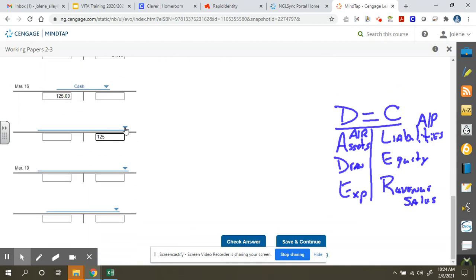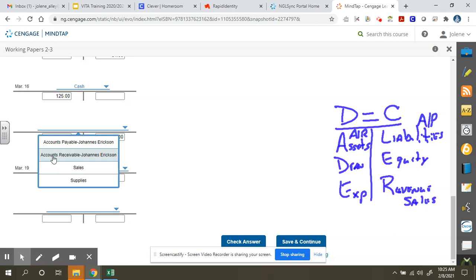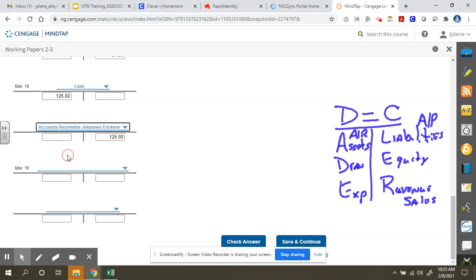So we come down here, and it's a receivable. Johan's paying on that debt that he owed us. So cash went up, and his accounts receivable went down. Johan paid us now all that he owed us. So now he has a zero balance with us. He's paid us in full. And that's a really good customer to pay in full. He paid what he owed you.